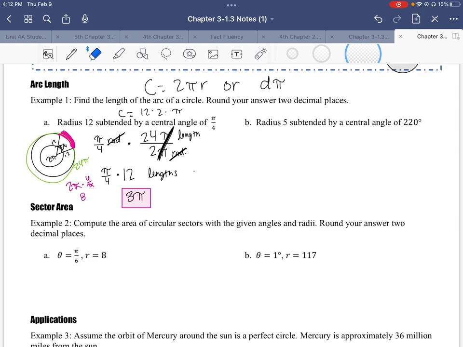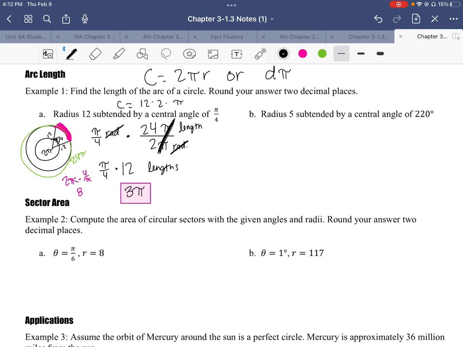Okay. So we'll go ahead and switch to the next problem. This time it's going to be in degrees, but it really doesn't matter. Remember that circumference is 2 pi r. So 2 times our radius of 5 times pi is going to be the circumference of this entire circle. So if we have 220 degrees that we start with, we're going to multiply it, and we're going to use a conversion again, but this time we aren't in radians, we're in degrees.